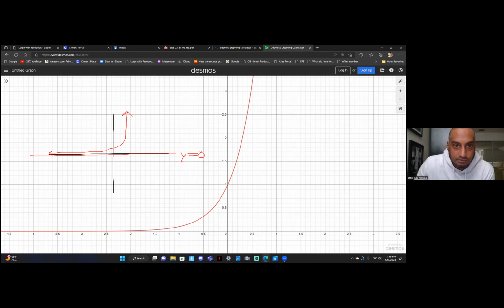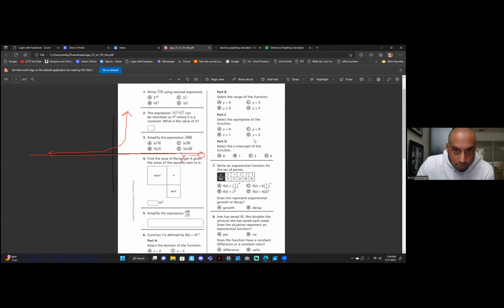Go back to the options on the worksheet. Is y equals 0 one of them? Right here, see? Y equals 0, yes. So that means the graph gets closer and closer and closer to y equals 0, but never touches y equals 0. That's what it means. Asymptote just means it gets closer and closer and closer to that point, but never touches it.